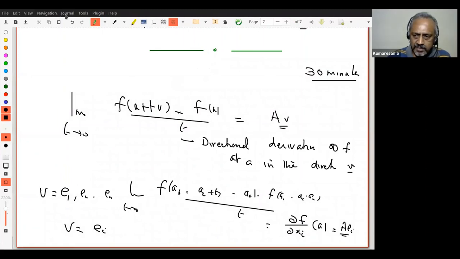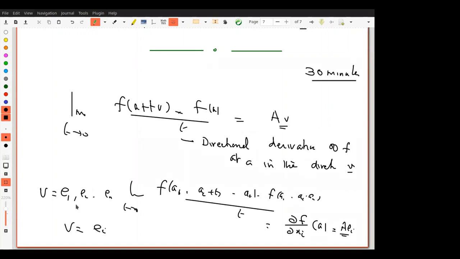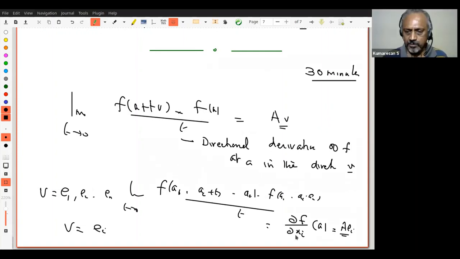Do you understand this? This is very crucial for what I am going to say now. How many of you understand? I am specializing v to ei, one of the coordinate directions. Therefore, I am going to get the partial derivatives. But do I know the partial derivatives at a? Yes. It is the linear map A acting on ei. Please say yes if you follow.